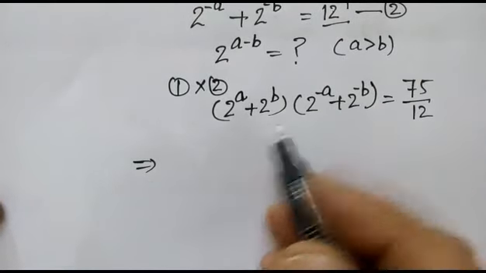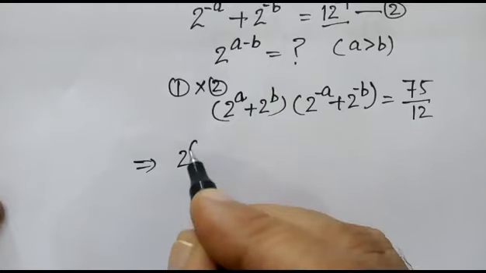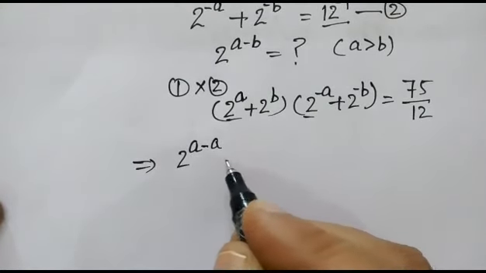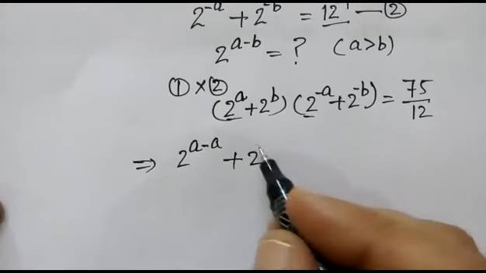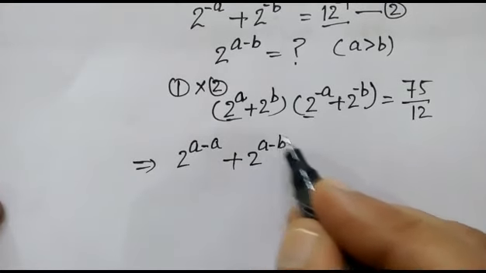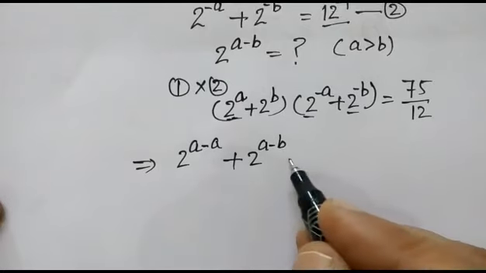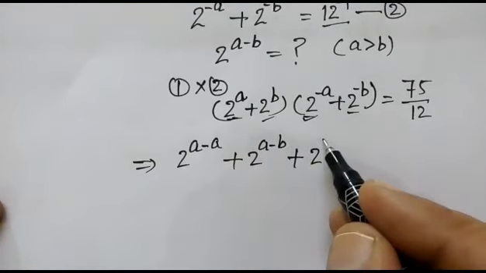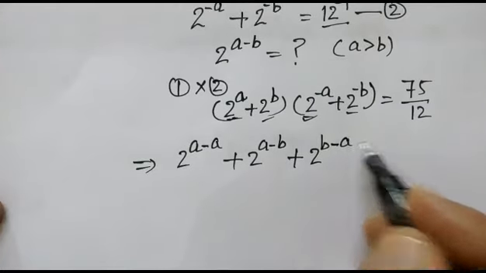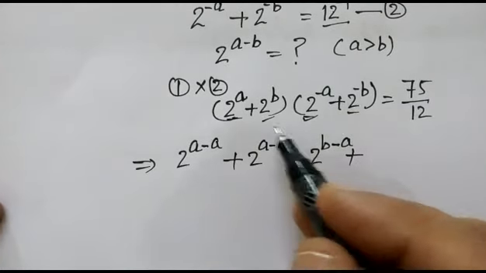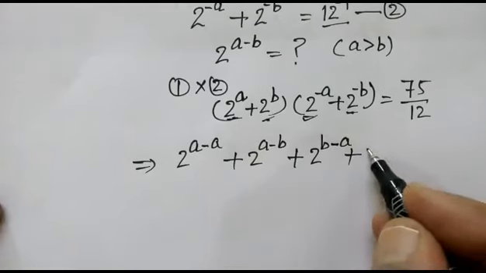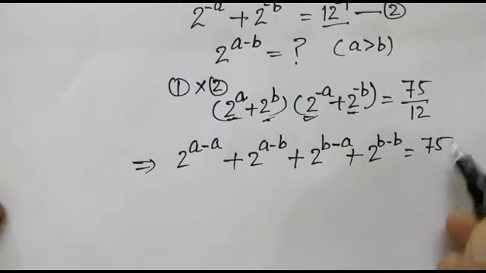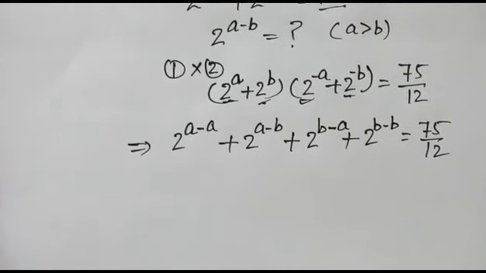Now we will multiply: 2 to the power a minus a, this into this, right? Plus 2 to the power a minus b, this into this, plus 2 to the power b minus a, this into this, plus this into this, 2 to the power b minus b is equal to 75 over 12, right?